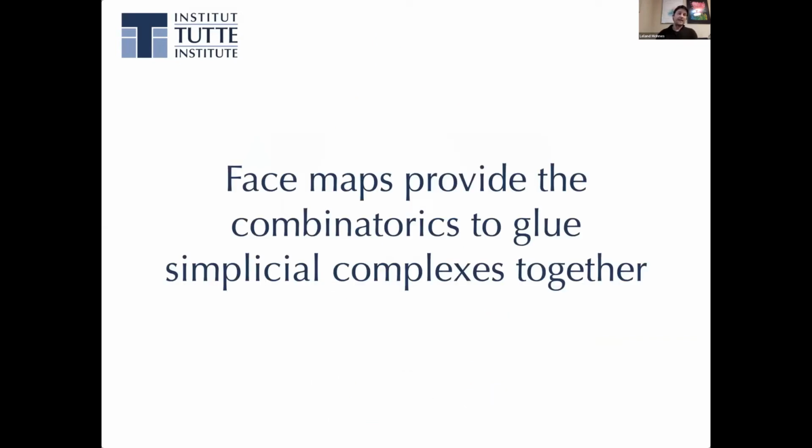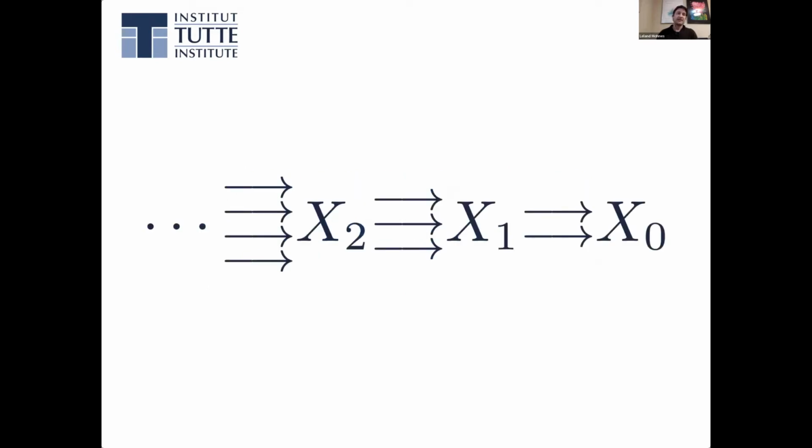But we can flip all of this around. We can take the simplices themselves as primitive objects, not as sets of zero simplices, just objects in themselves. And then as long as we're granted the face maps, we have all the data required to glue them together into a simplicial complex.